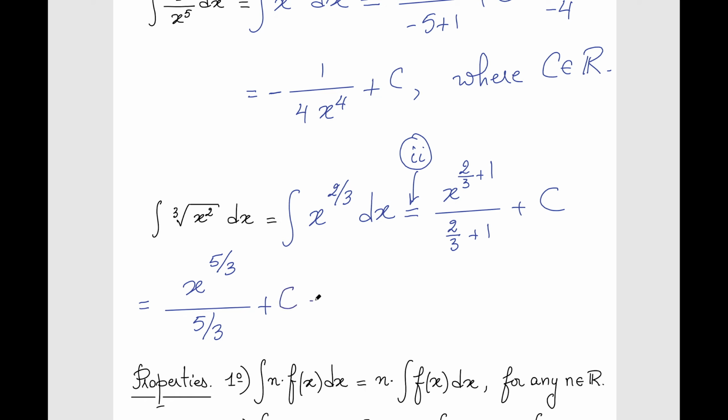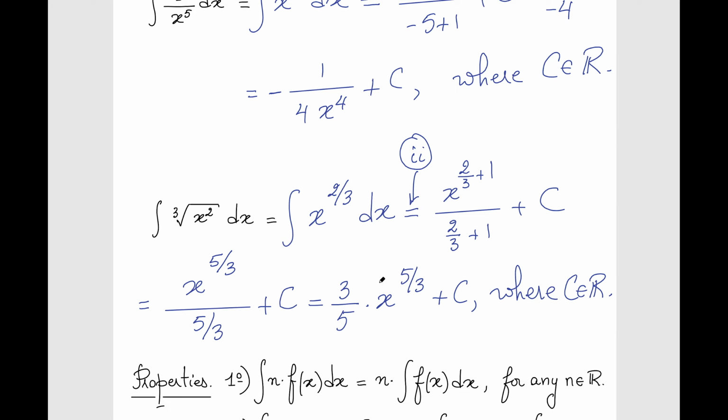Plus that arbitrary constant c. And now dividing by 5/3, as we said above, amounts to multiplying by the reciprocal of that, which means multiplying by 3 over 5. Plus c, where this c is an arbitrary real number. Sounds good?